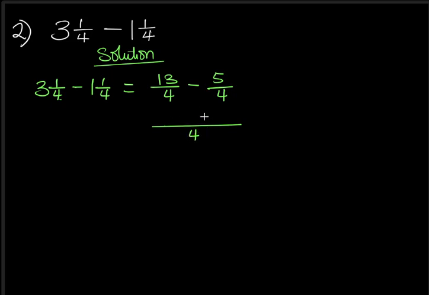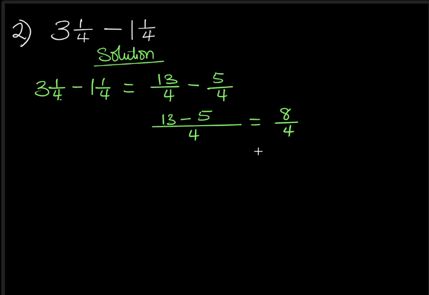So 4 here, what do we have? 4 into 4, 1. 1 times 13, 13. Minus 4 into 4, 1. 1 times 5, that will give us 5. And our answer would be 13 minus 5, that would be 8 all over 4.